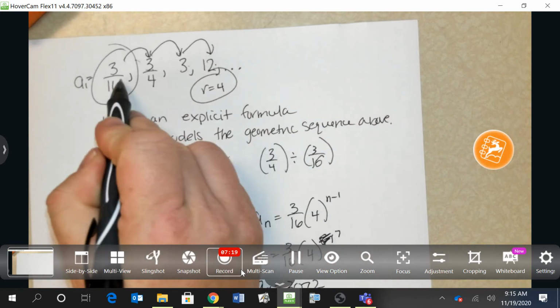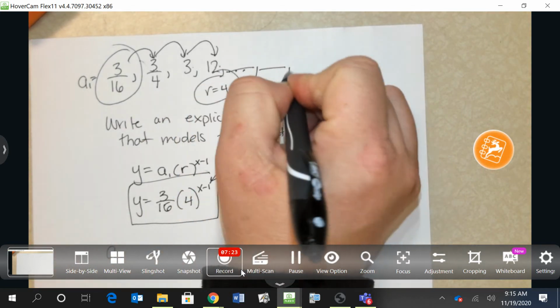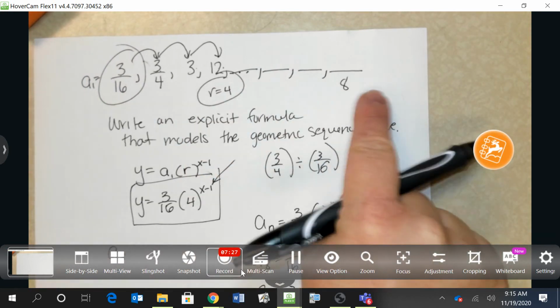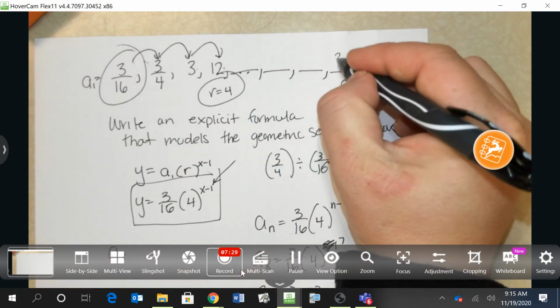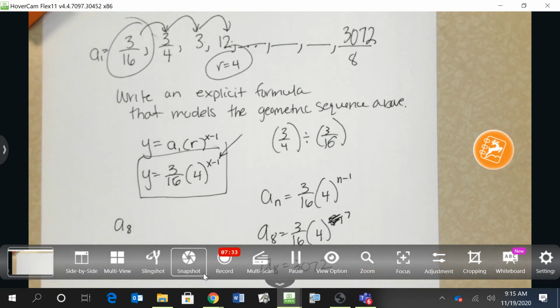That means here's the first, second, third, fourth number in this sequence, 5th, 6th, 7th. I know that when the input is 8, which means the 8th number in this list, the answer or the output is 3072.